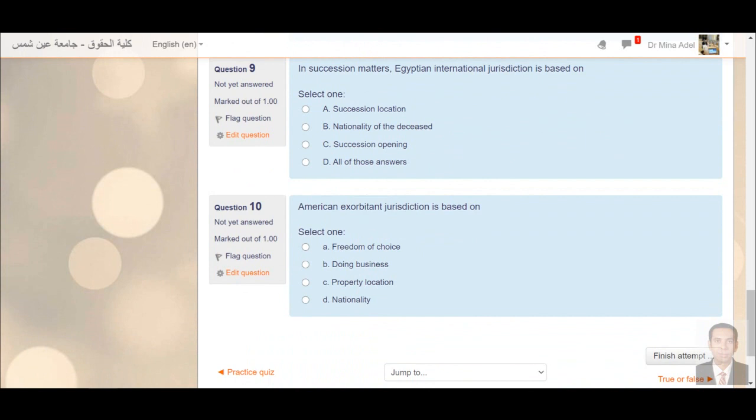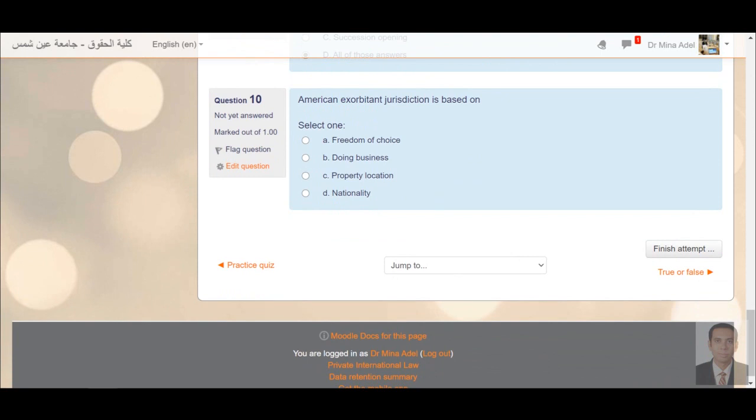Question 9: in succession matters, Egyptian international jurisdiction is based on, concerning succession, succession location, nationality of the deceased, succession opening, or all of those answers. As you know, concerning jurisdiction, we have 3 options, and all those options are correct. So we choose the final answer, D, all of those answers.